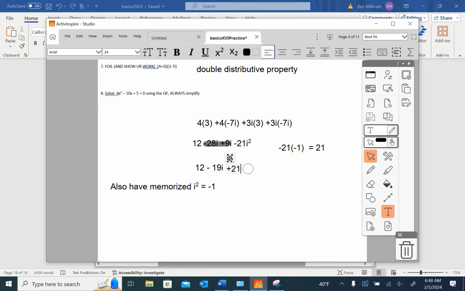And now I can just keep putting stuff together. 12 and 21 makes 33, minus 19i, and order doesn't matter. It's supposed to be a plus or minus bi. So 33 minus 19i, and everything's said and done.